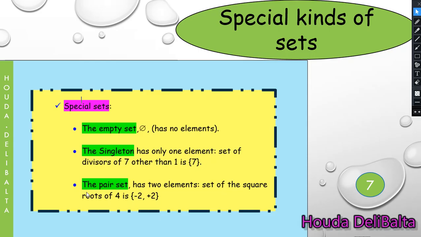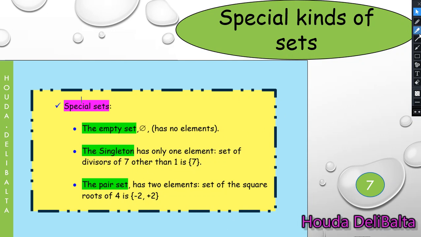And the pair set, also from its name, is the set that has two elements, pair. So for example, the set of the square roots of 4. What are the square roots of 4? Either minus 2 or plus 2, just 2 elements. So we call this set a pair set. So the cardinal of the pair set is 2. The cardinal of the singleton set is 1.